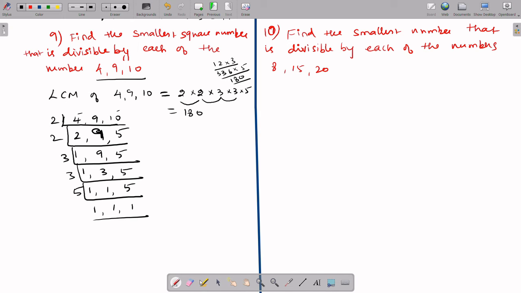And here we have to find the smallest square number. Smallest square number we have to find. This is not a square number because this 5 has no pair. This 5 has no pair.